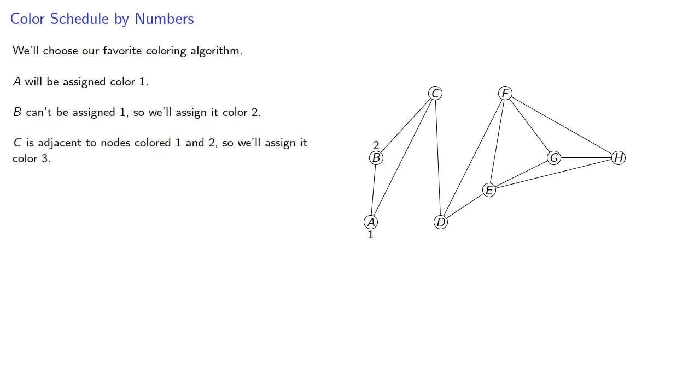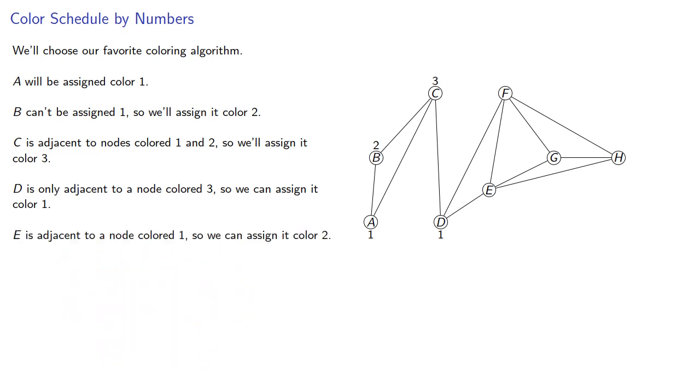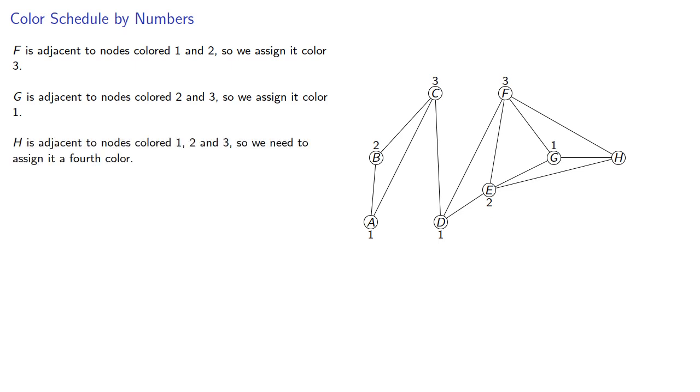C is adjacent to nodes colored 1 and 2, so we'll assign it color 3. D is only adjacent to a node colored 3, so we can assign it color 1 again. E is adjacent to a node colored 1, so we can assign it color 2. F is adjacent to nodes colored 1 and 2, so we assign it color 3. G is adjacent to nodes colored 2 and 3, so we assign it color 1. H is adjacent to nodes colored 1, 2, and 3, so we need to assign it a fourth color. And we've achieved a 4 coloring of the graph, so we need 4 train crews.